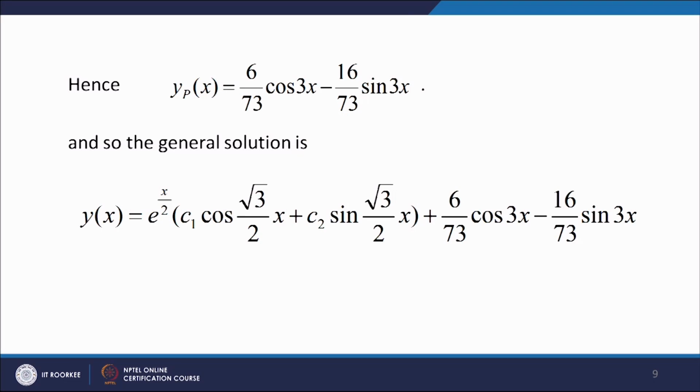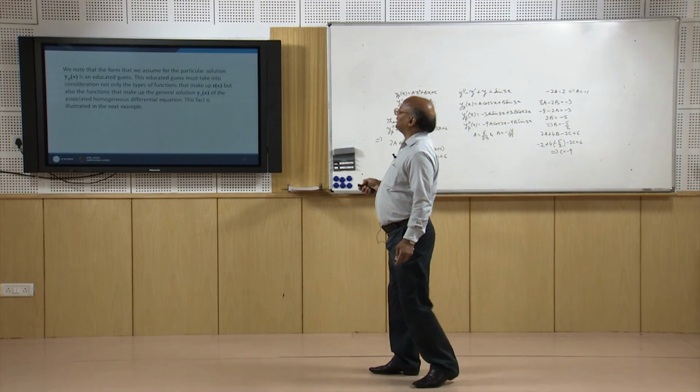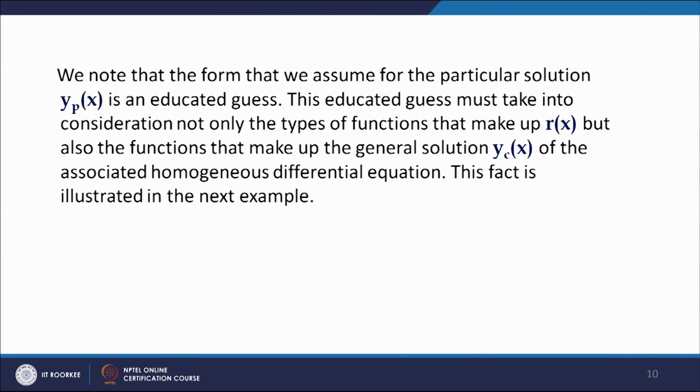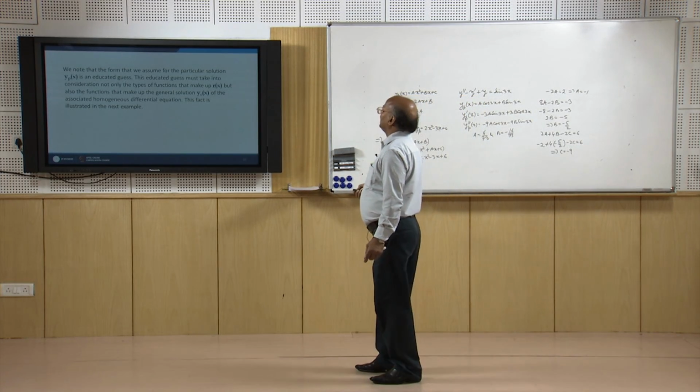Now let us look at this comment here. As I said in the beginning, y_p(x) is not guessed arbitrarily, it is an educated guess, because it depends on the form of R(x), the functions that make up R(x), as well as the functions that make up the complementary function, which is the solution of the associated homogeneous linear differential equation, that is y'' + ay' + by = 0. Let us see how it depends on the complementary function. We have seen that the function y_p(x) depends on the form of R(x). In the next example, we shall see how y_p(x) depends on the form of the complementary function.